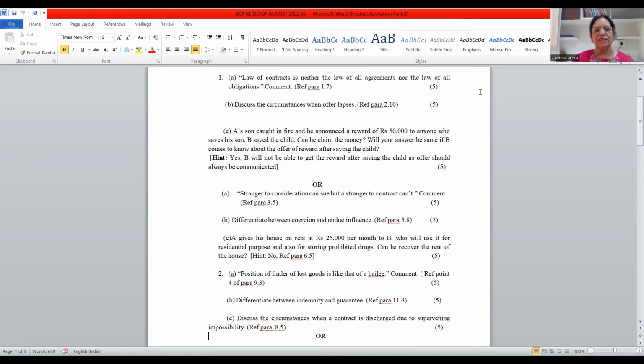So Chinnaya versus Ramayya is a very important case regarding this. You must go through this para 3.5, and if you have any problem, you can always write in the comment section.